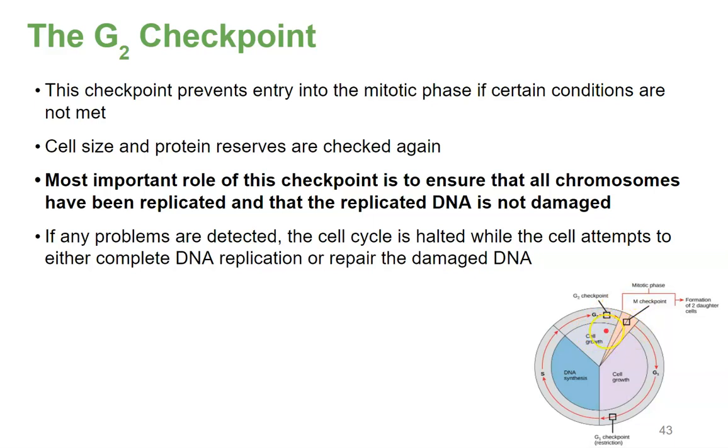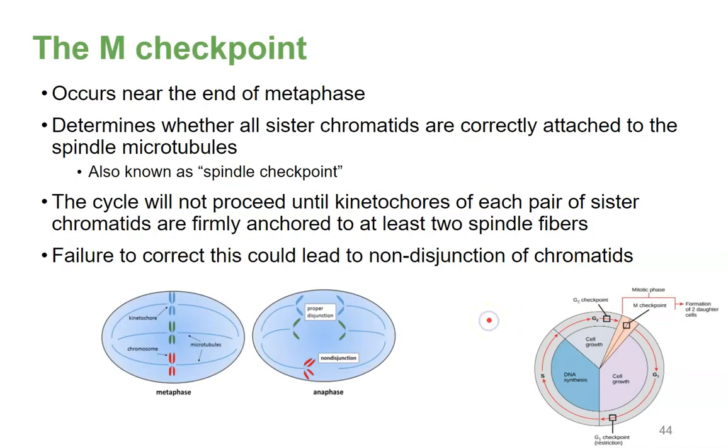So you might be thinking, well, this is kind of silly. Won't the cell know that it's done something wrong? Well, this is how it knows it's done something wrong, by these checkpoints. You don't want a bad cell going through the mitotic phase, because then you'll have more and more bad cells, and that's how cancer happens. So we'll talk about cancer in a second.